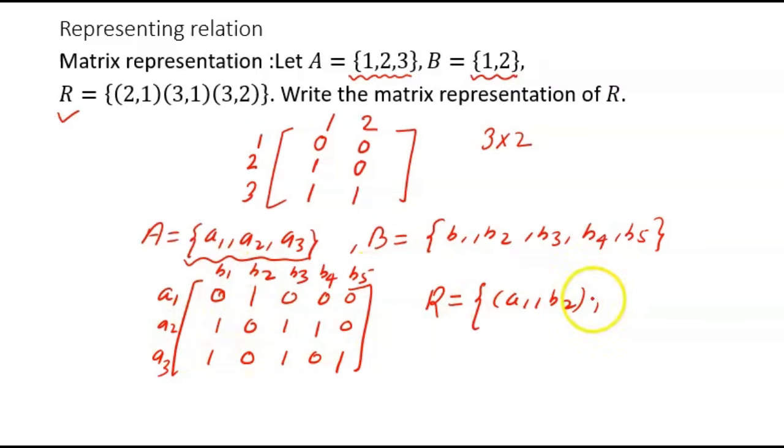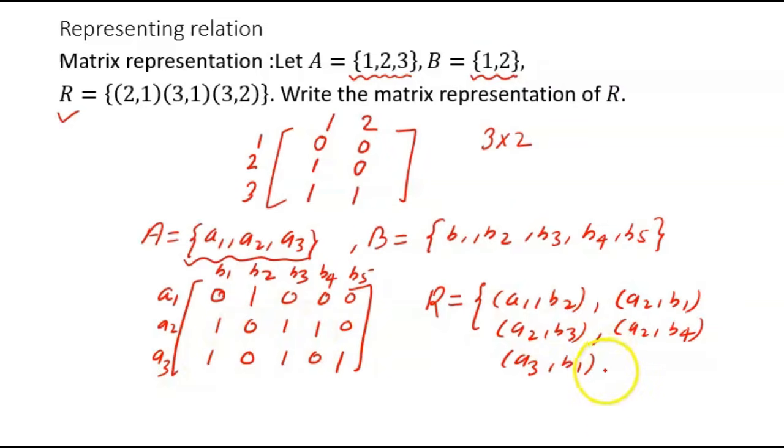Now A2 is related to B1, so I am going to put A2 comma B1, and then A2 is related to B3, so I put A2 comma B3, and A2 is also related to B4, so I put A2 comma B4. And you have A3 comma B1, so I put A3 comma B1 here. Then A3 comma B3, and finally A3 comma B5.